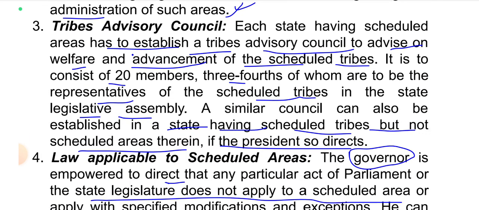Tribes Advisory Council. Each state having scheduled areas has to establish a Tribes Advisory Council to advise on welfare and advancement of the scheduled tribes. It is to consist of 20 members, 3/4 of whom are to be the representatives of the scheduled tribes in the state legislative assembly. A similar council can also be established in a state having scheduled tribes but not scheduled areas therein if the president so directs.